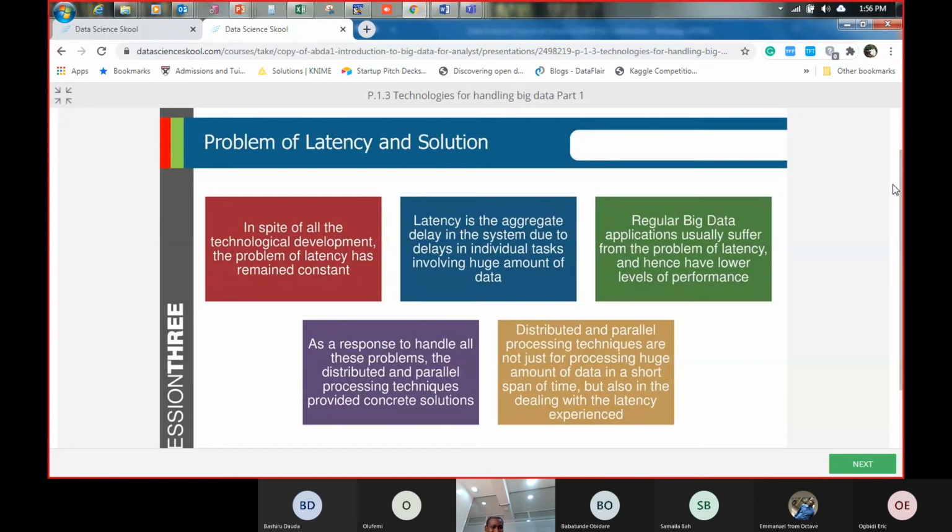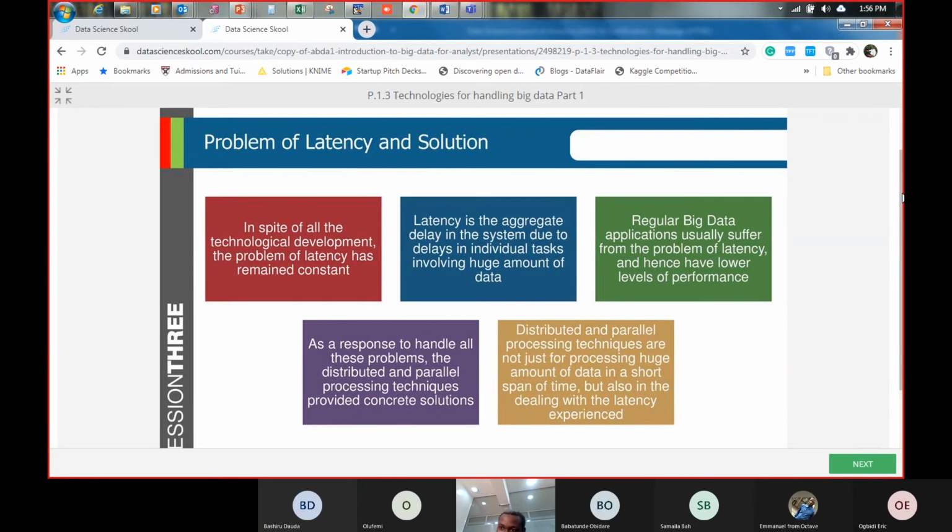Latency is the time constraint, the delay, between the assignment of tasks. Latency is the aggregate delay in the system due to individual tasks that involve a large amount of data. Regular big data systems suffer from that latency problem. How the problem is solved is a combination of parallel computing and serial computing, if you combine the two concepts together.